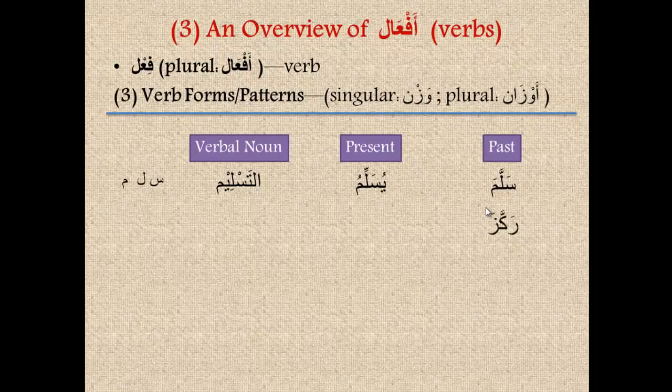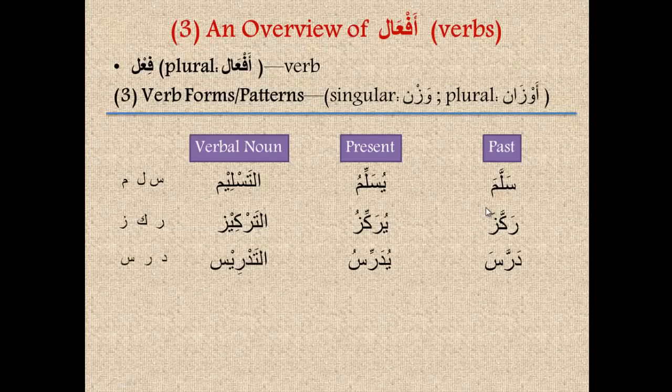Verb set number 2, we have for the past tense rakkaza, yurakkizu for the present, at-tarkiz for the verbal noun. And the root letters are ra, kaf, and zai. Rakkaza, yurakkizu, at-tarkiz. And verb number 3, darrasa, yudarrisu, at-tadris. The root letters being dal, ra, and sin. Darrasa, yudarrisu, at-tadris.